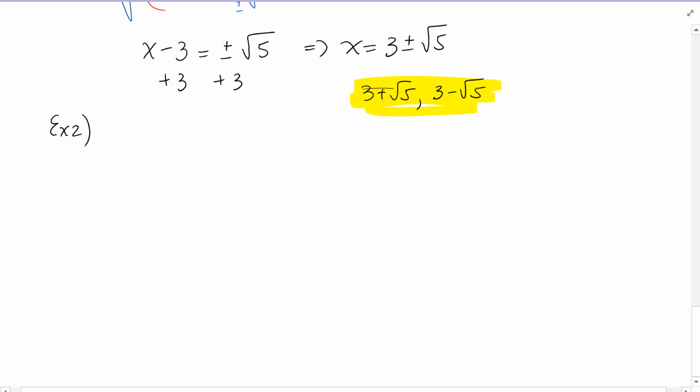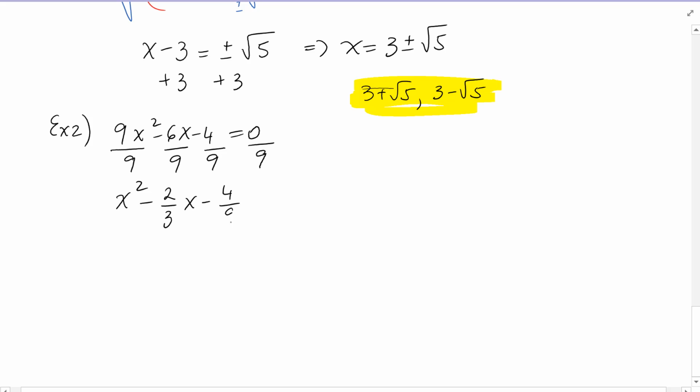Example 2. Well, let's do one where the leading coefficient is not 1. 9x squared minus 6x minus 4 equals 0. So the very first thing that you want to do is you want to have the leading coefficient 1. So we are going to divide every single term by 9. So we get x squared minus 6 over 9, well, I can simplify that by 3, so it's 2 over 3x, minus 4 over 9 equals 0.